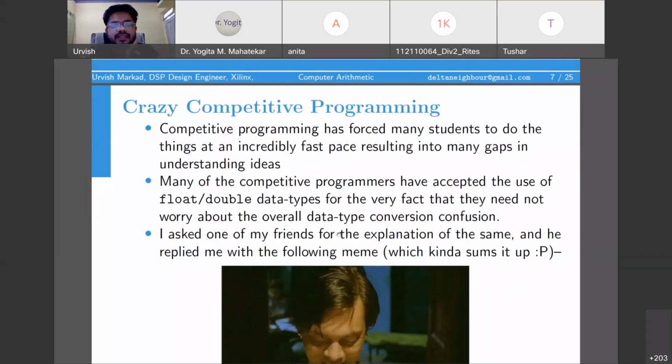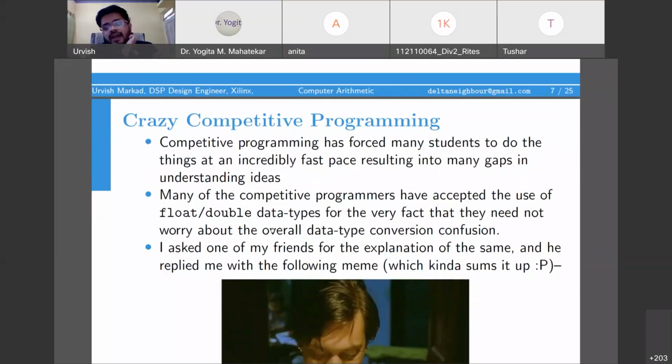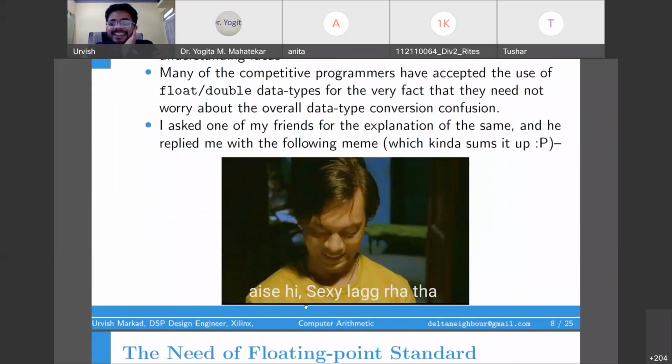I asked one of my good friends why he goes about randomly choosing the double or float data type for his application, and he sent me this meme. It sums up the attitude of students who have to do it in some finite time, and they end up choosing whatever values seem best possible.